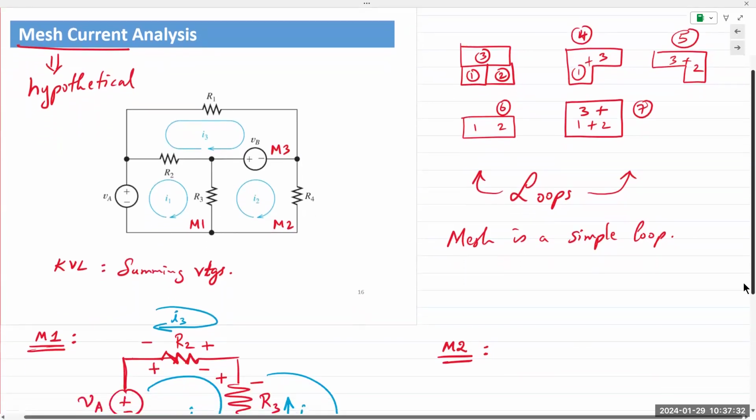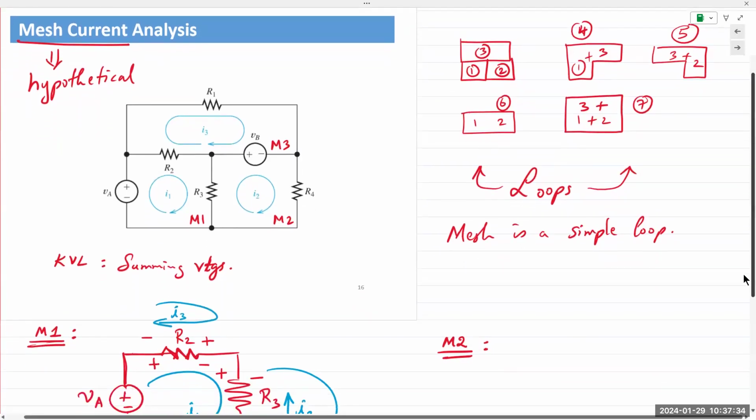The only purpose for a mesh current is so we can write and assign voltages for each of the resistors in that circuit. And that's it. Branch currents, which we talked about in node voltage analysis, are real, but mesh currents are not.